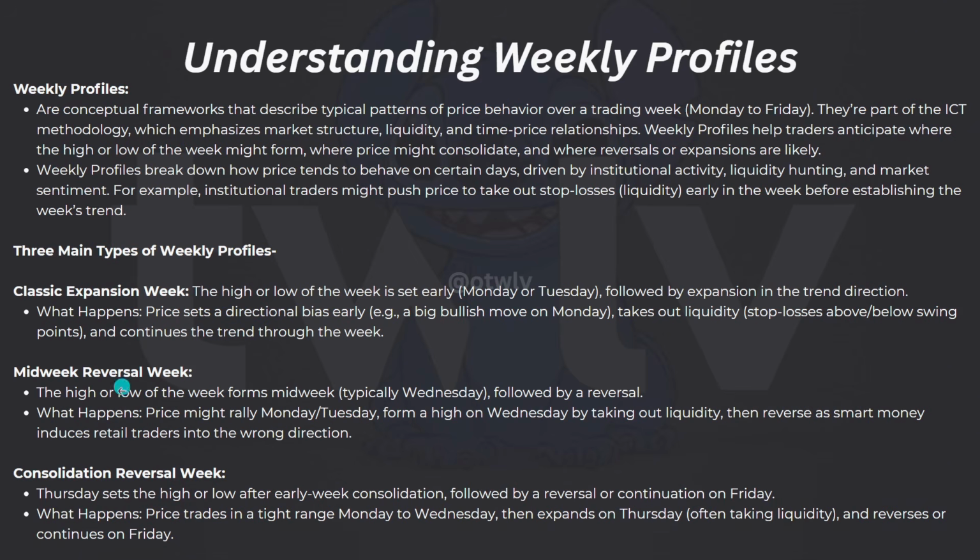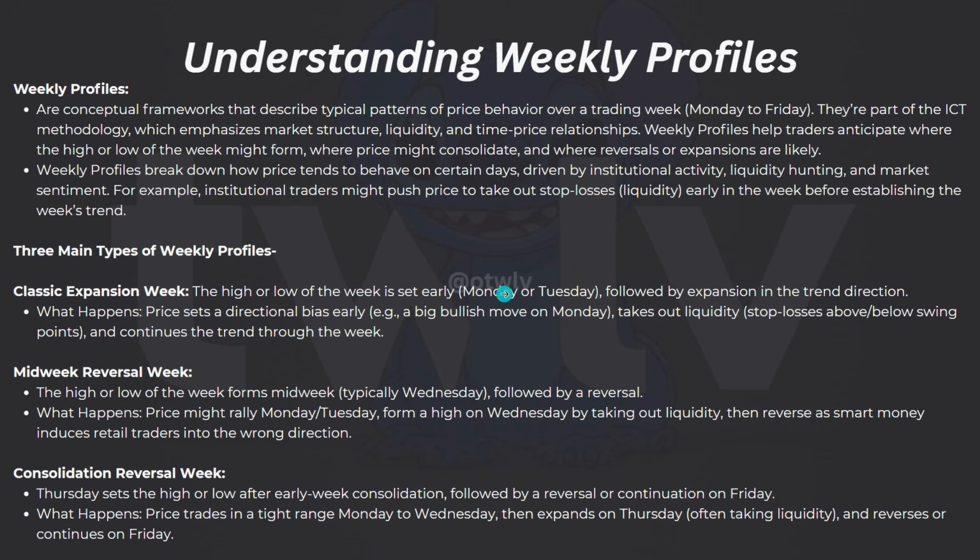Okay, the main 2 that occur are the classic expansion and the midweek reversal. The consolidation reversal week rarely happens. It doesn't happen too often, but the 2 main weekly profiles you want to be a part of are these 2 here.